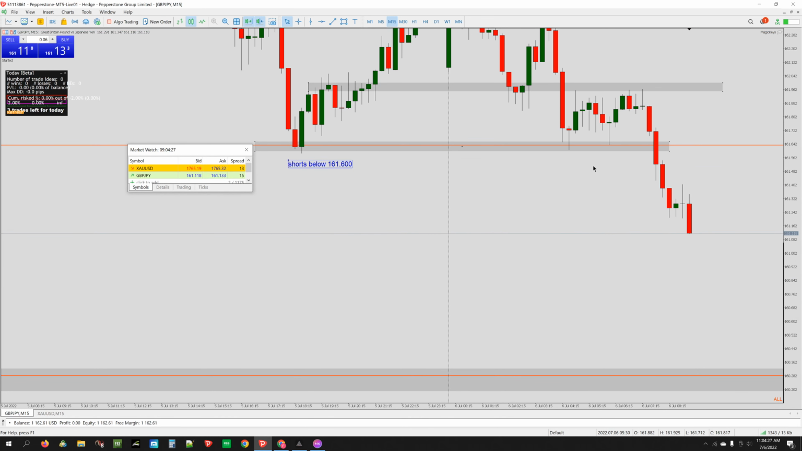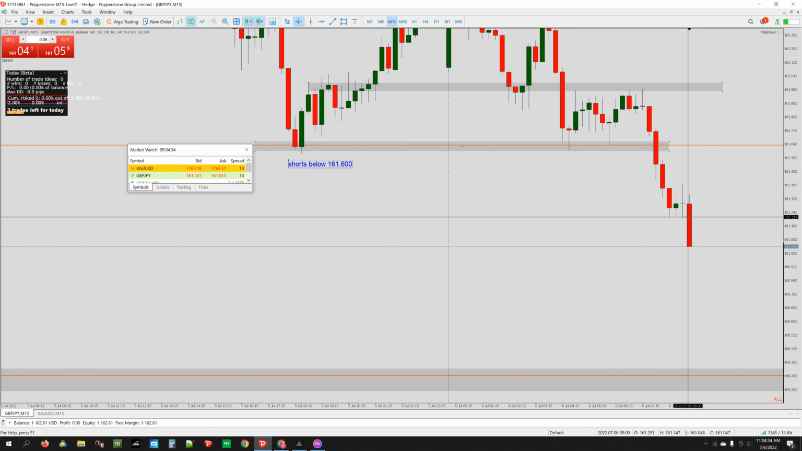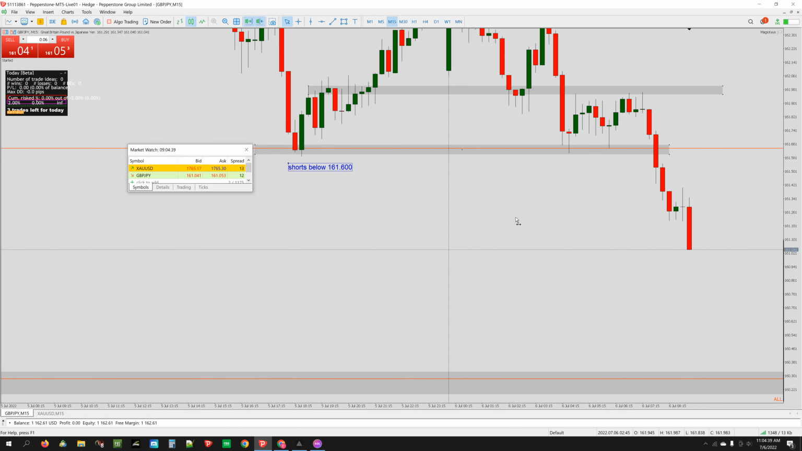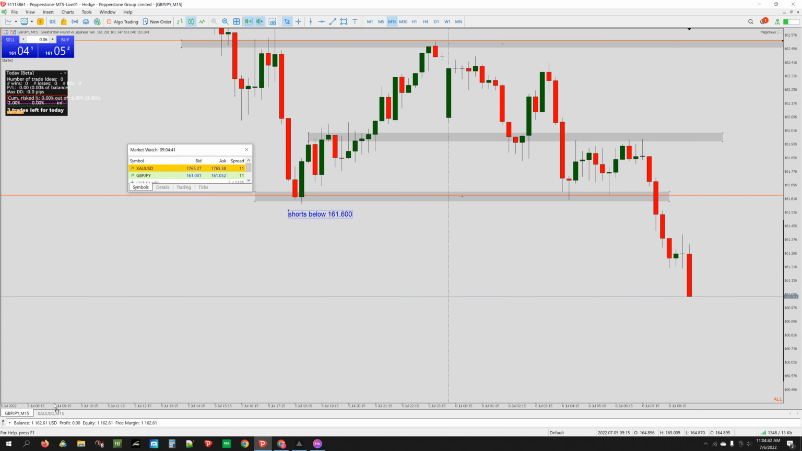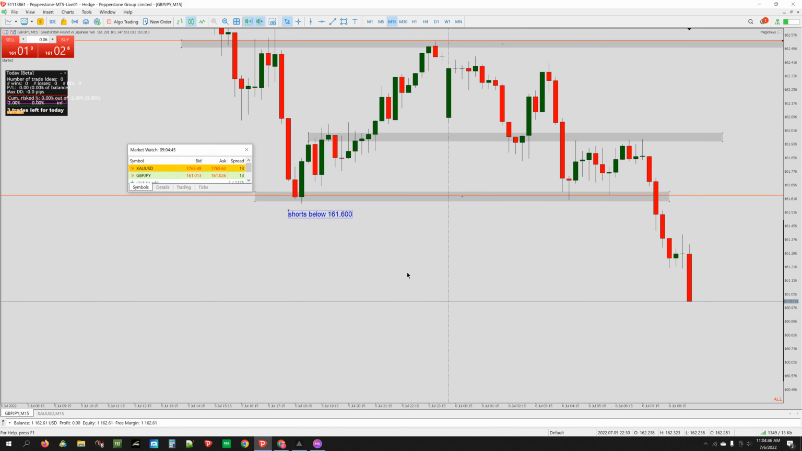GBP JPY is continuing its move down to the 160 area, almost 80 pips away. There is volume in GBP JPY, so it can keep pushing down, but we are just waiting for something accurate to appear, and we might trade on that. But at this point we are just waiting. There is nothing much that we can do at this point.